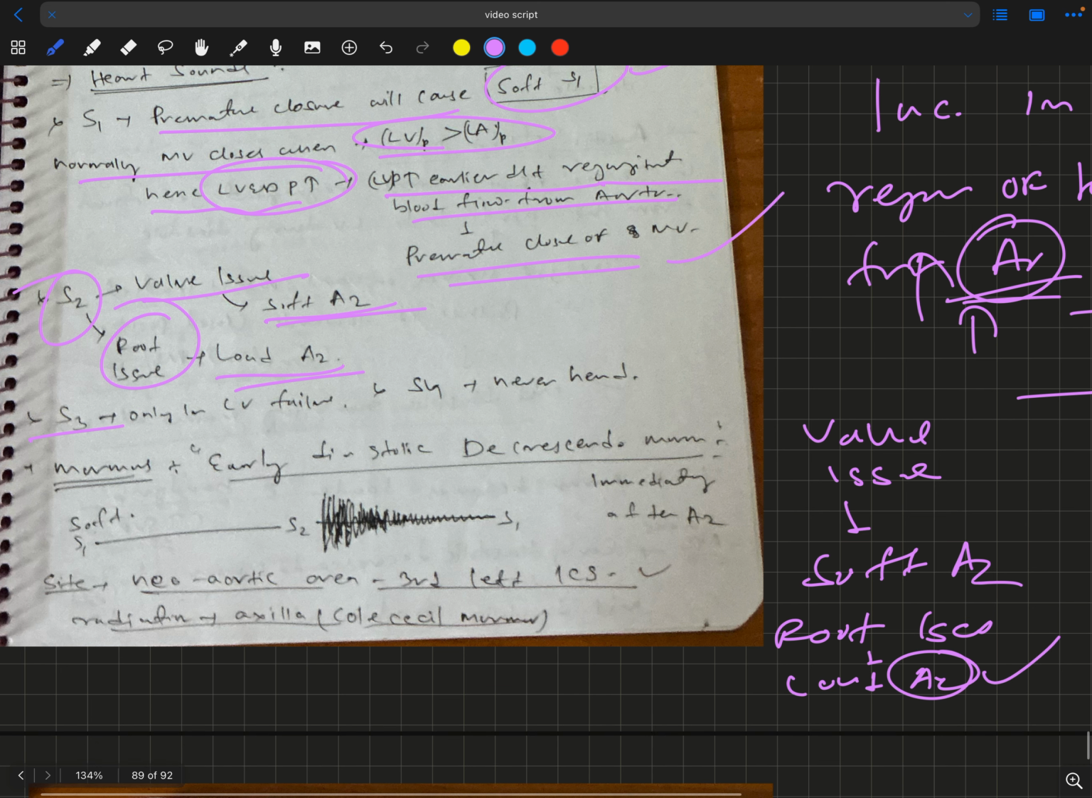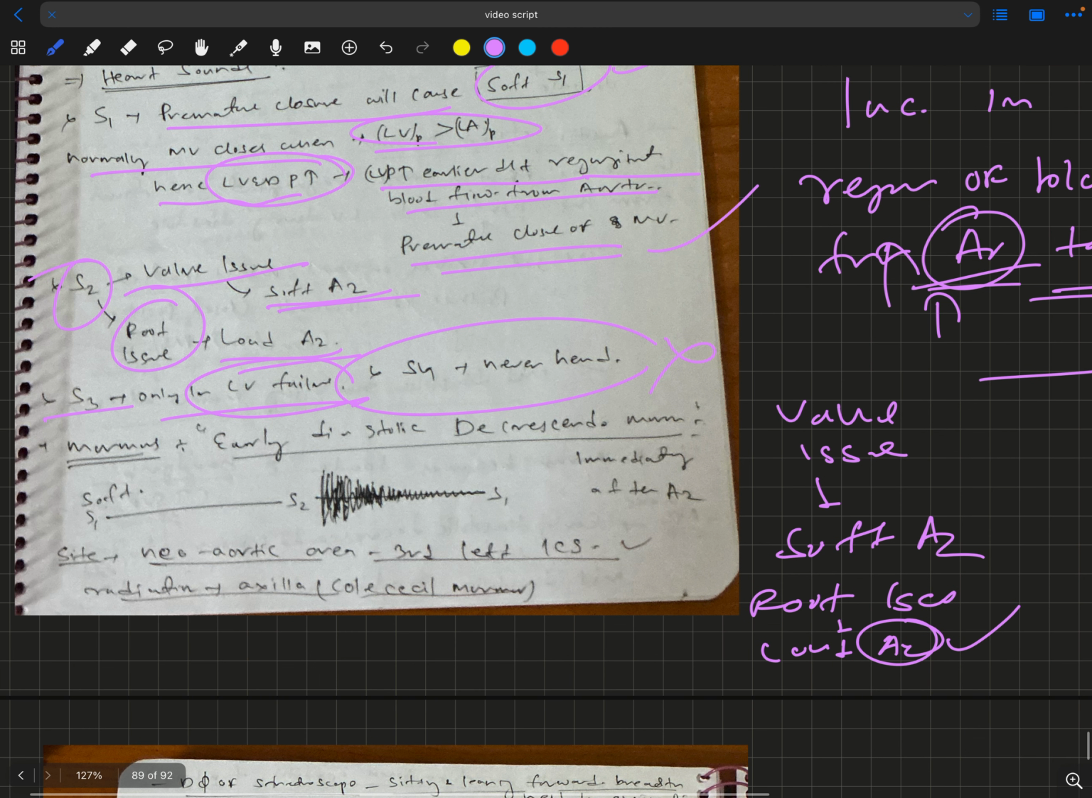Okay, so S3 is seen in case of LV systolic failure only. S4 is heard when the atria are pumping against a stiff ventricle, that is in case of AS with LV concentric hypertrophy. AS is the only valvular heart disease where we find S4. S3 can also be found in AS if there is systolic failure, and S3 can also be found in AR if there is systolic failure.